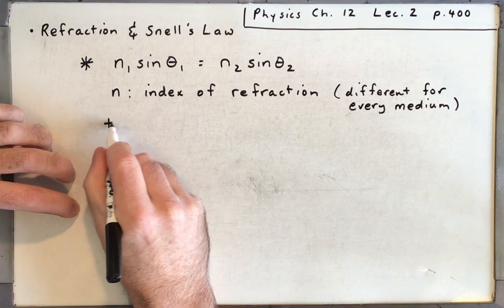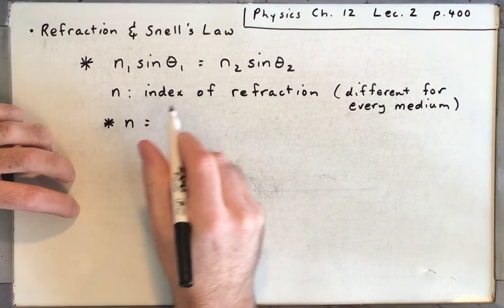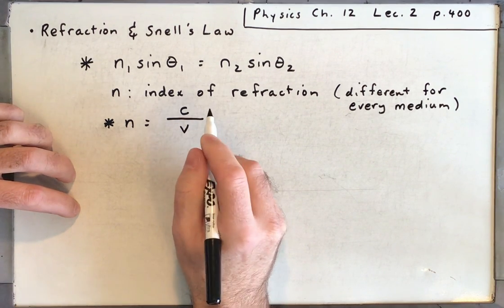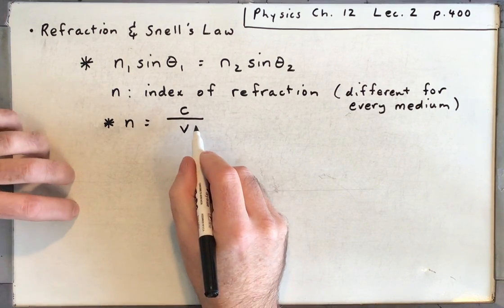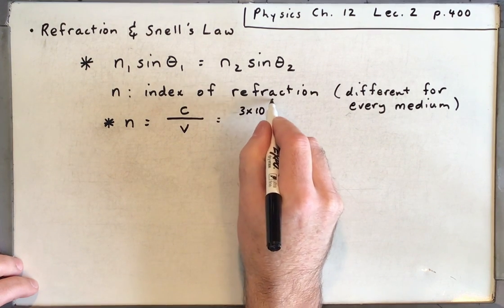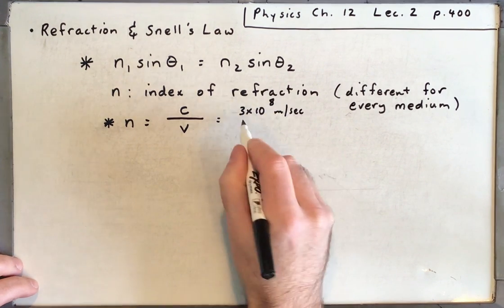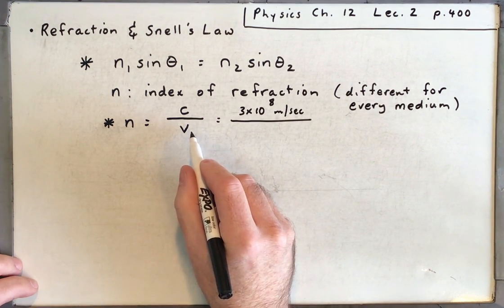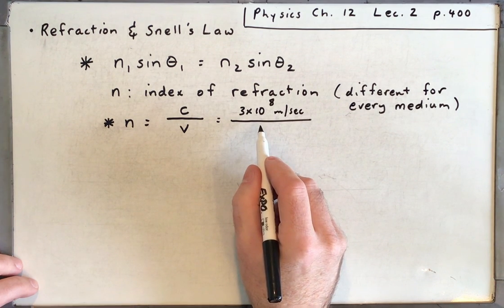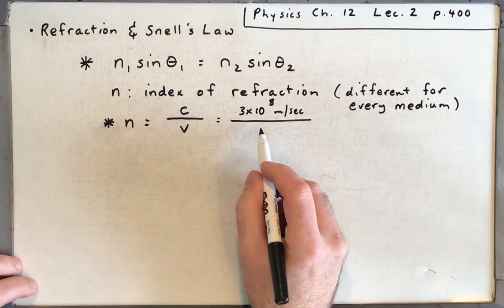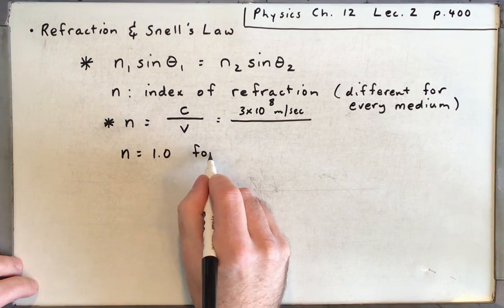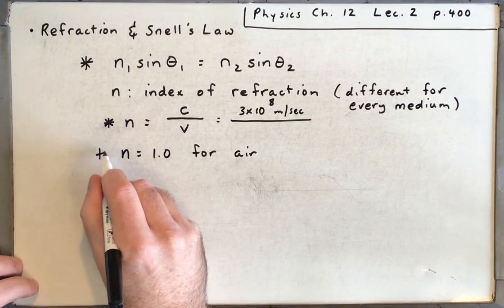And the way that you calculate the index of refraction is you take the speed of light in air and divide it by the speed of light in the medium of interest. Now that's in your notes, but of course this is going to always be 3 times 10 to the 8th on top, and then it's always going to be divided by some number that is smaller than 3 times 10 to the 8. Okay, so your index of refraction is going to be 1 or greater. So N is equal to 1.0 for air. So you need to memorize that.